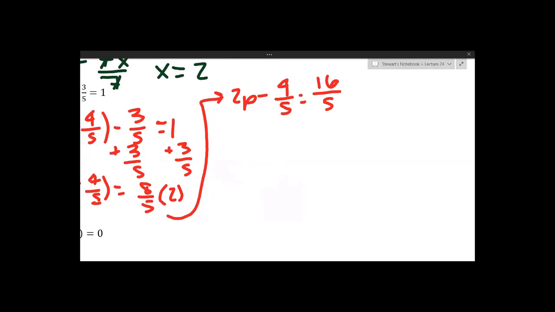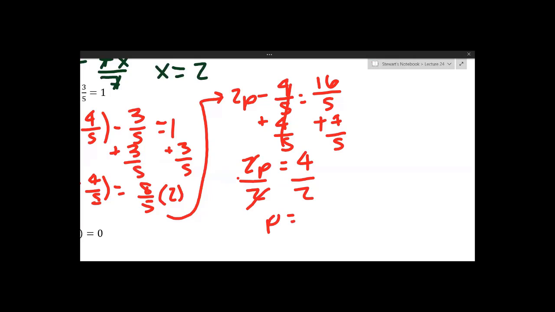And then we have to add 4/5 to get it away from our variable. So we're left with 2p is equal to 16/5 plus 4/5 is 20/5, but 20 divided by 5 is just 4, so that's equal to 4. We can divide by 2, since it's being multiplied to the p, to cancel it, so then we get p is equal to 2.